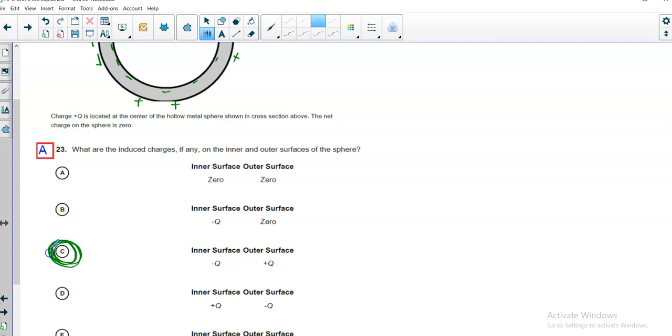That's a tricky one though. That can be tricky. The positive charge here on the outer surface would be spread out more from each other because there's more surface area to work with, but the total charge would be the same.